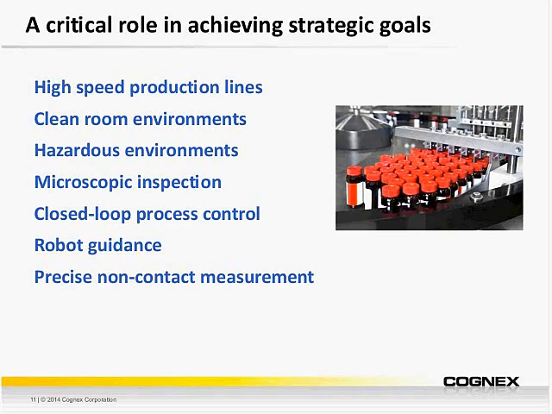Machine vision is also very well suited for microscopic inspection because with the right camera resolution and optics, a machine vision system can easily inspect objects that would be way too small for manual inspection. Machine vision is also great for closed-loop process control and robotic guidance.